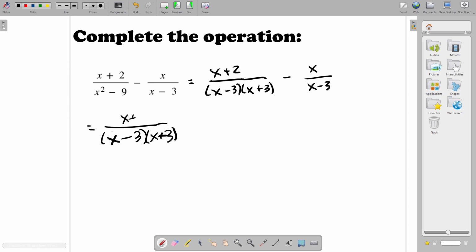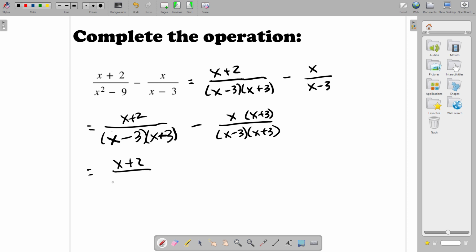And the numerator doesn't change because the denominator is the same. But in this fraction, we have the x minus 3 term, but we need the x plus 3 term. So this becomes our common denominator. I need to look at what did I do to this to turn it into this. Well, I multiplied by x plus 3 on the bottom. I need to multiply by x plus 3 on the top. And there was an x already there. So I need to work on this second fraction.